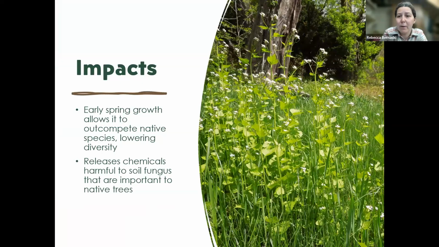And the impact. It grows in early spring. I think we all had a really heavy frost here in the Adirondacks just last week. It's really not quite feeling like spring just yet, but the species is already out. It's already in flower, and that early growth really allows it to outcompete our native species, and that lowers our diversity. Sean also talked about how this plant can release chemicals that are harmful to the soil fungi that are really important to our native trees.